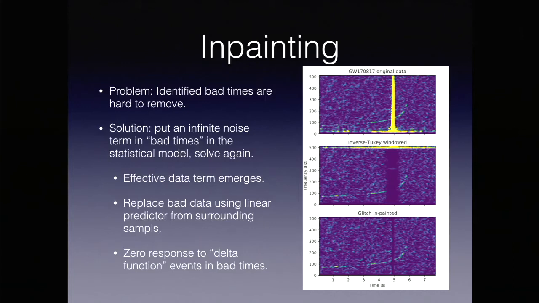And it has the property that if there was a delta function gravitational wave at this particular time, you are completely insensitive to it, as should be, because you have infinite Gaussian noise at this time. So you should not be sensitive. And that actually is the real condition that defines how to find the solution.